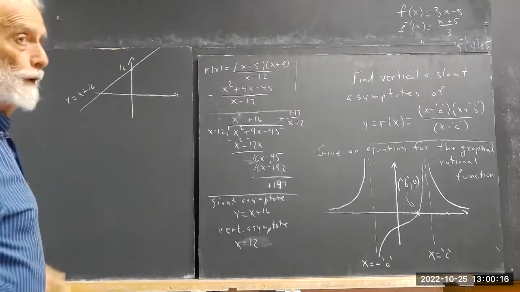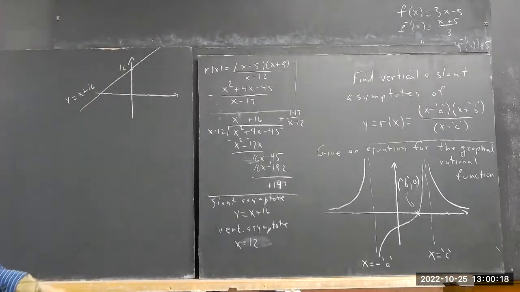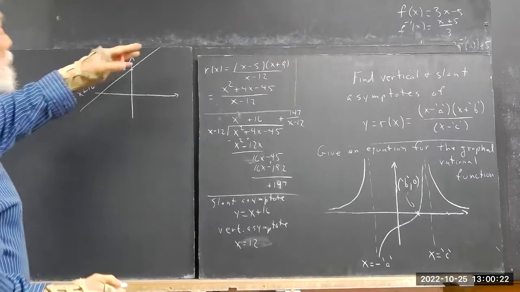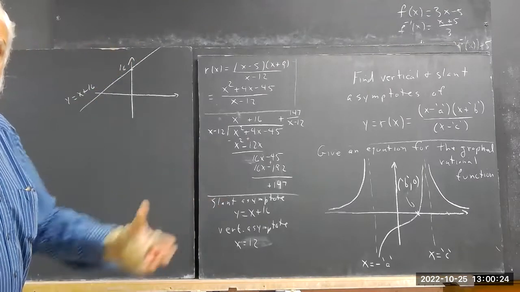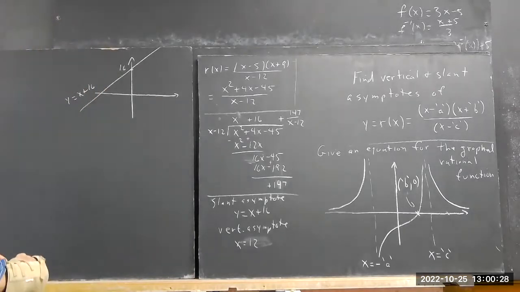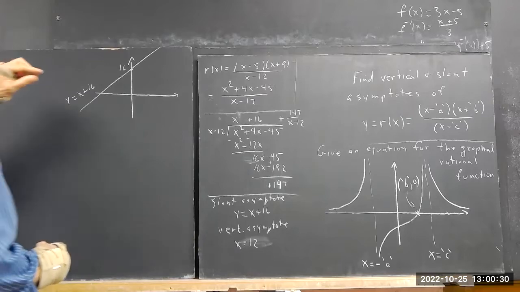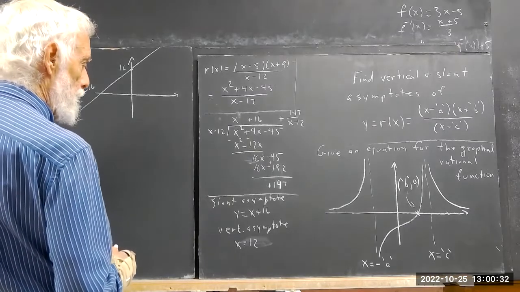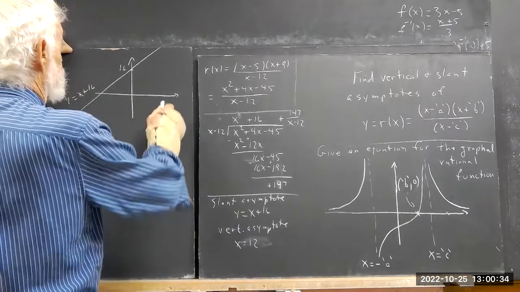I didn't ask you to graph it. Maybe some people did, I didn't really notice. But that's fine, but on a test, you might be asked to graph the things, so we might as well take a look at it. So there's your slant asymptote, and your vertical asymptote at x equals 12.